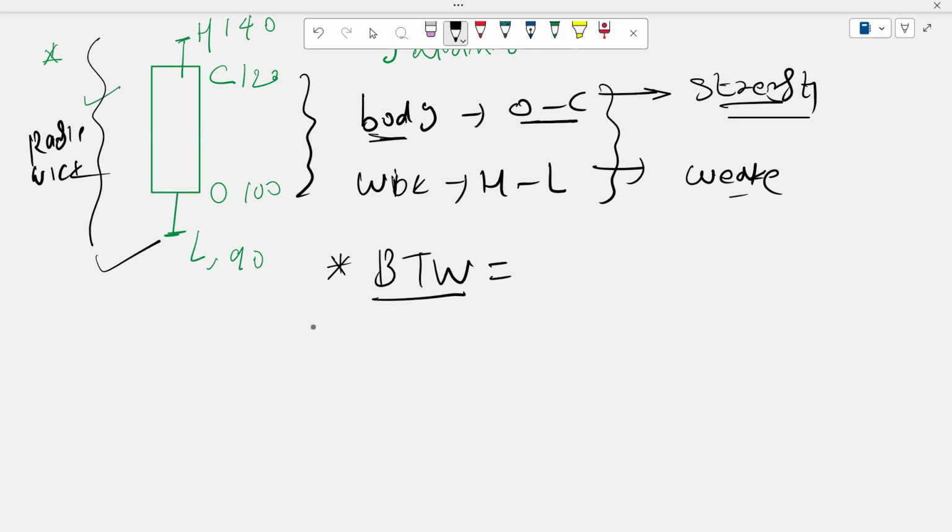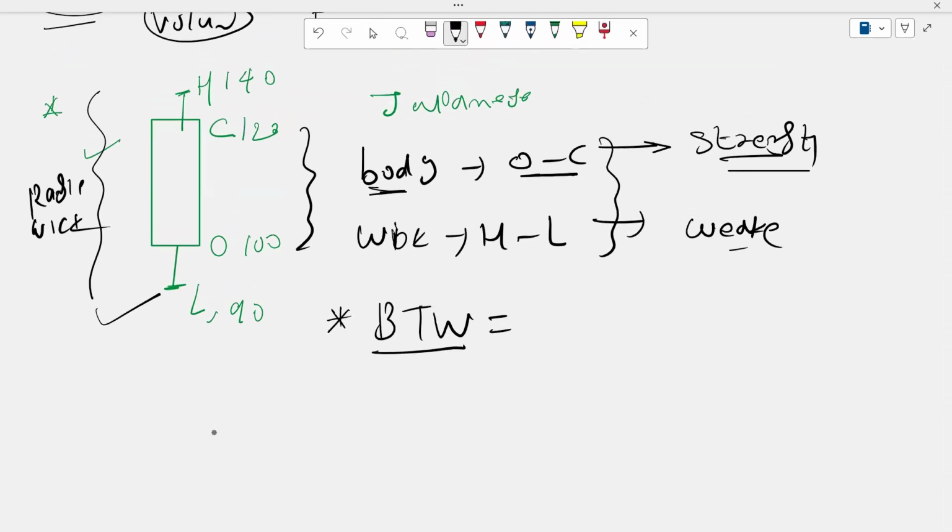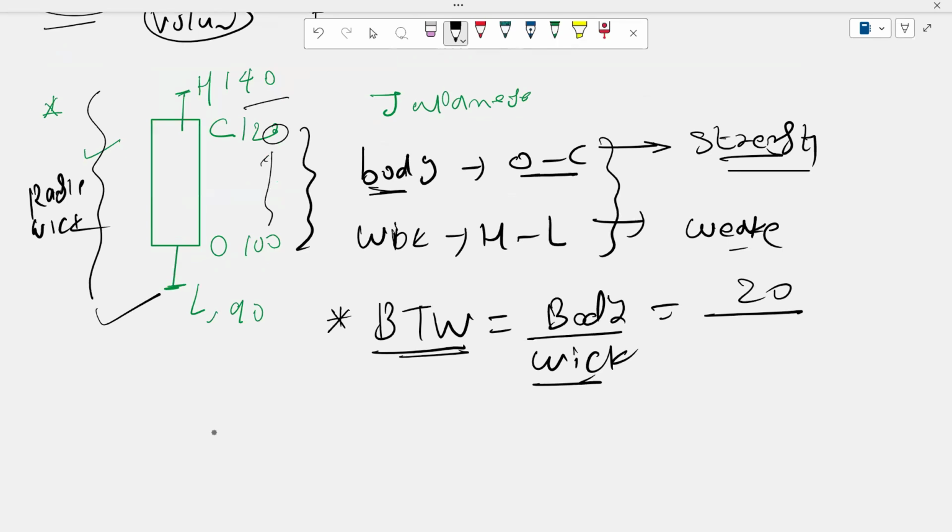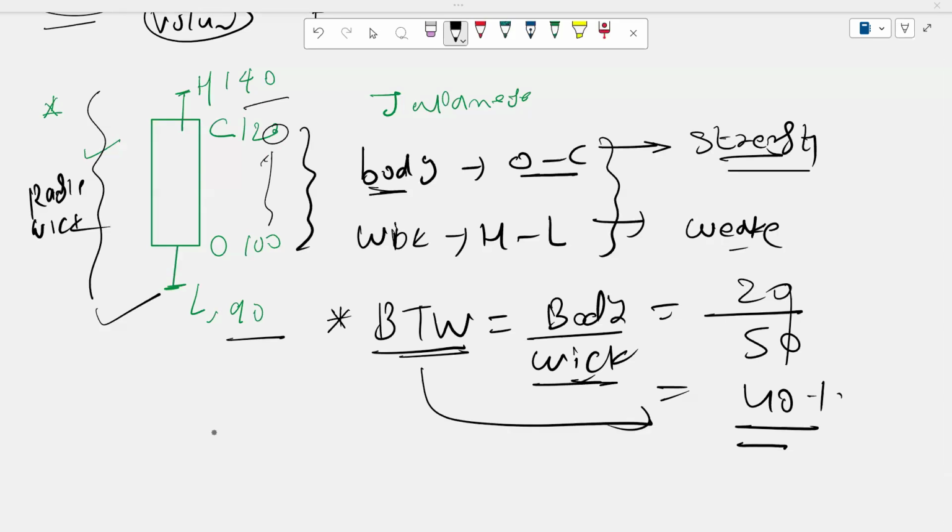It's very simple. To calculate the body to wick ratio, I would calculate the size of the body divided by the size of the wick. The body size is simple: 120 minus 100, so the body is 20 rupees. The size of the wick is 140 minus 90, so 50 rupees, sorry, the wick is 50 rupees. If you calculate, this will be around 40%, if I am not wrong. So the body to wick ratio is 40%. I will use this terminology later, so I am telling you earlier so that you don't get confused. Just remember body to wick ratio.